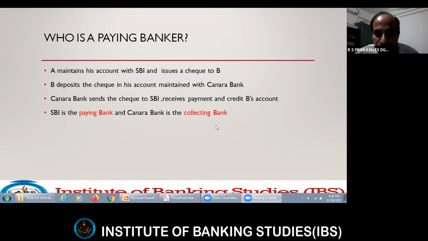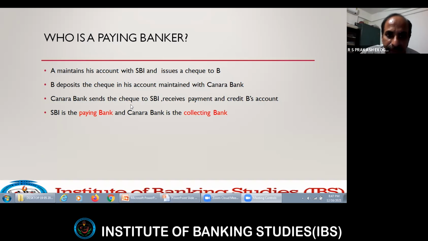Okay, who is a paying banker? I don't think any more explanation is required except the word collecting bank. See, now there are two words, paying bank and collecting bank. Paying bank is nothing but the drawee bank which is a party to the check. And collecting bank is the bank which collects the proceeds on behalf of the payee. If the payee has an account and wants to collect the proceeds through his account, but it is different from the drawee bank, that becomes the collecting bank.